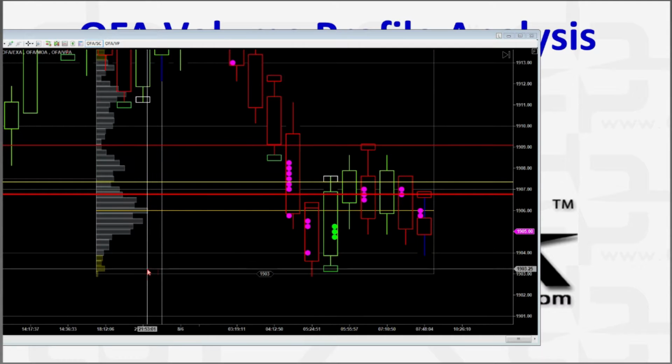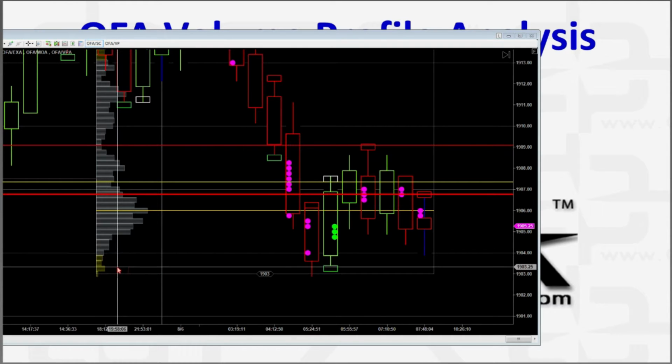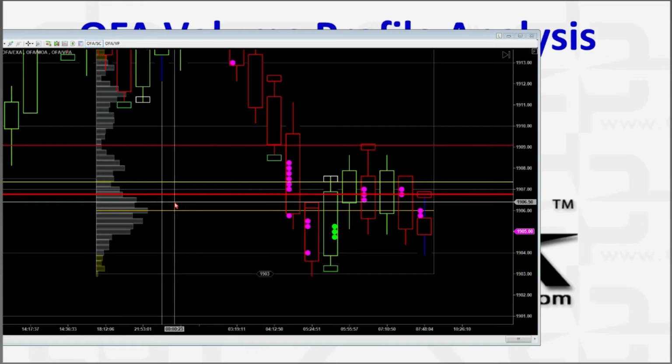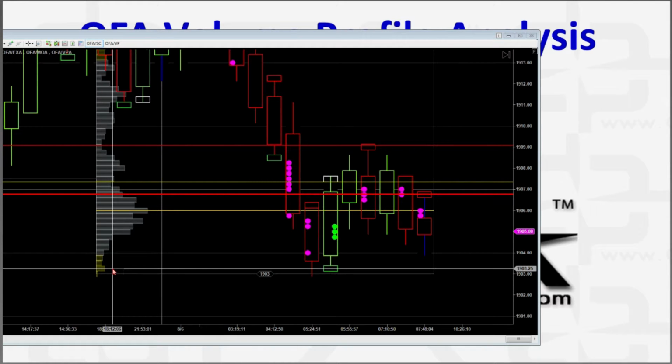And what this is telling us is, again, there is no way this volume could exist if there wasn't continued aggressive selling, because buyers had to hold all of that selling and then start moving price back up. So this is what an unfinished auction looks like. But what this market is saying right now is that there is a significant interest down here at 1903, 1903.25.